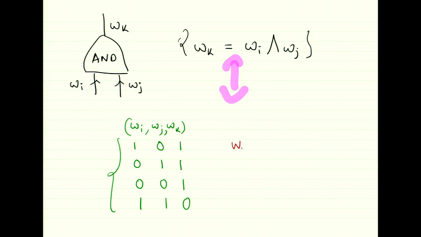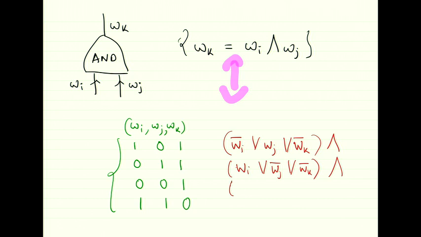This says that you should have not WI, or WJ, or not WK, and this is WI, or not WJ, or not WK, and WI or WJ or not WK, and not WI or not WJ or WK.